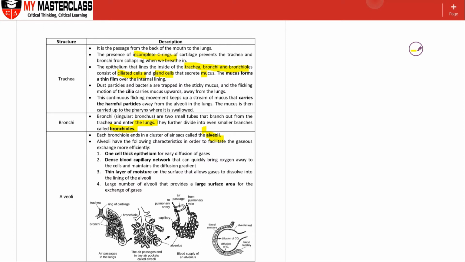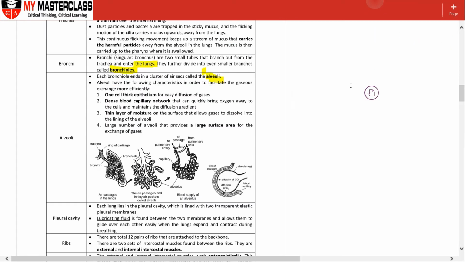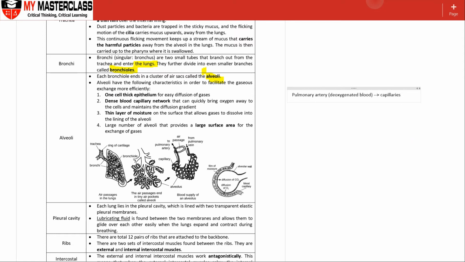So from your circulatory system, the heart, okay, if you recall, you will have your pulmonary vein. And from your pulmonary artery, which pumps the blood away from the heart. Okay, so recall back, your pulmonary artery will contain deoxygenated blood. So this deoxygenated blood will then enter into the capillaries which surround each and every alveoli. Okay, or alveolus for singular.